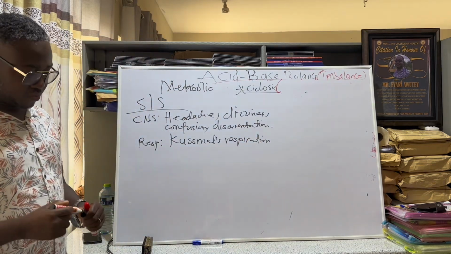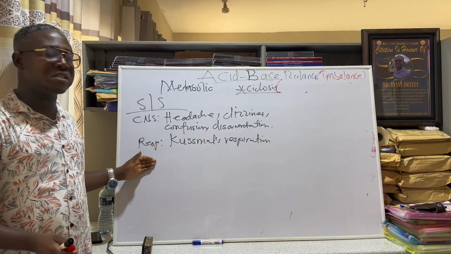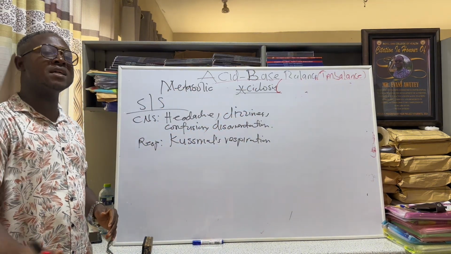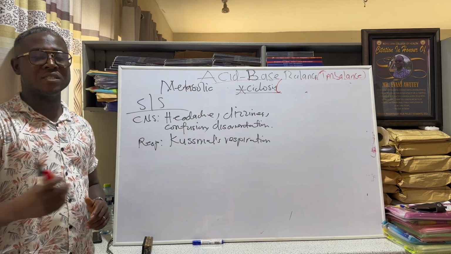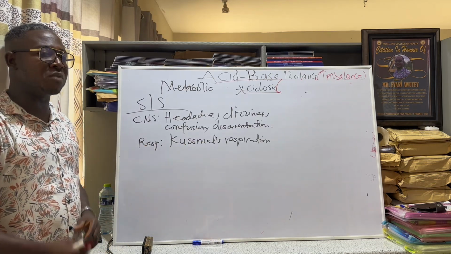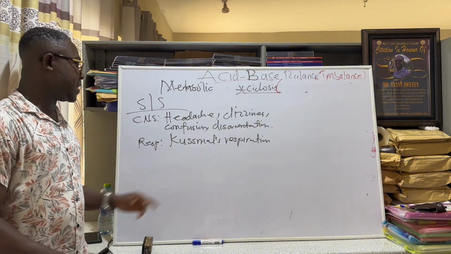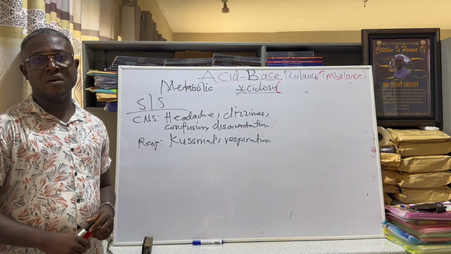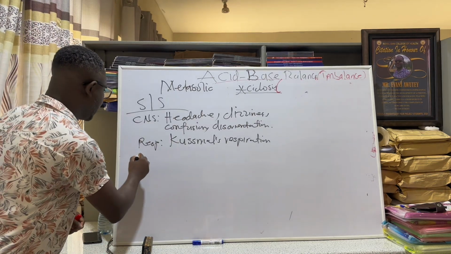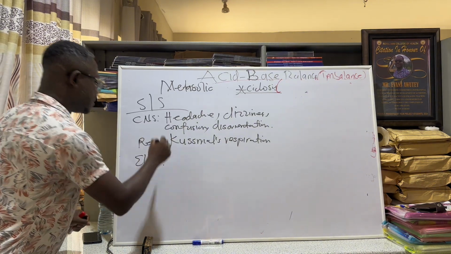So Kussmaul's respiration is a physiological response by the respiratory system when there is what? Metabolic acidosis. And so patients with diabetic ketoacidosis also experience it because they are also having what? Metabolic acidosis. The body causes the individual to breathe faster and deep, and that is known as what? Kussmaul's respiration. And then again, we can also talk about the electrolyte imbalance.